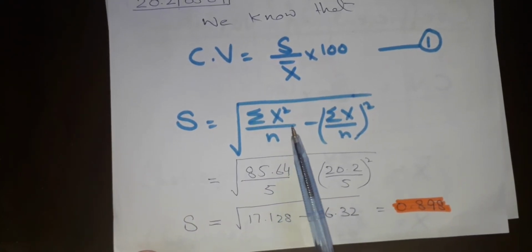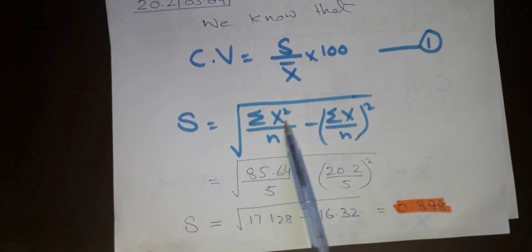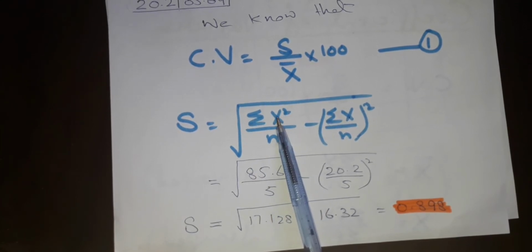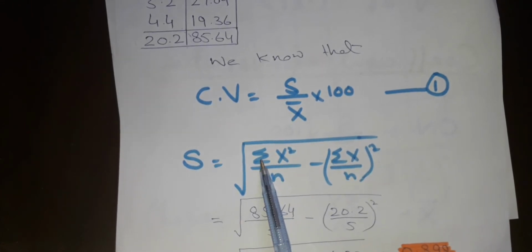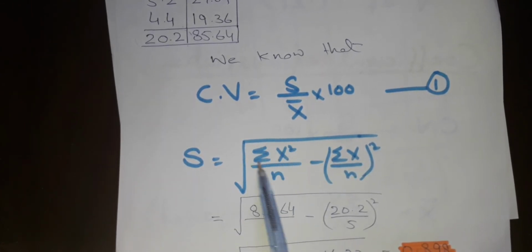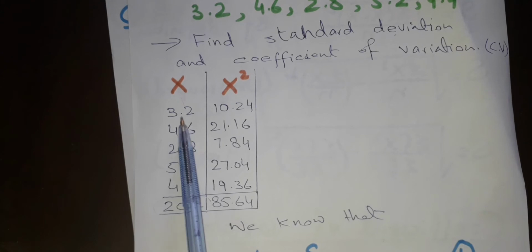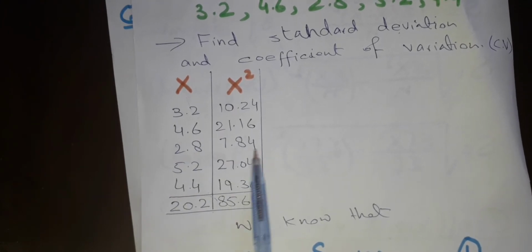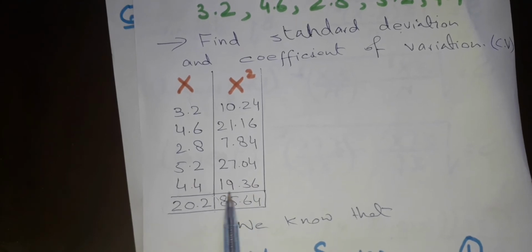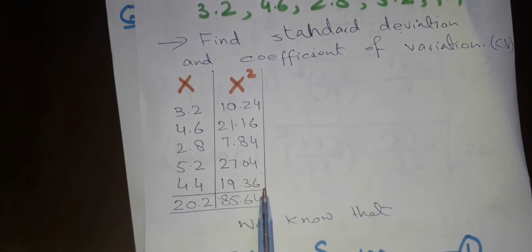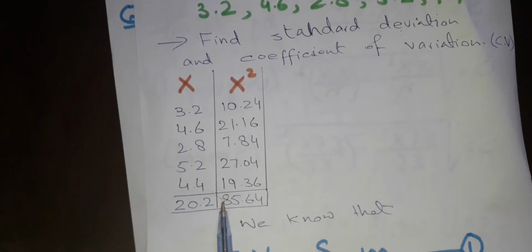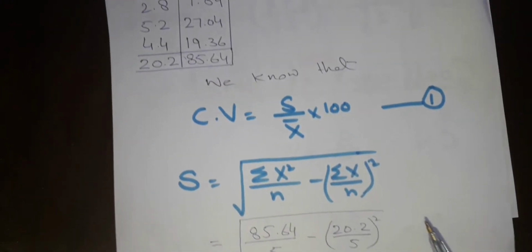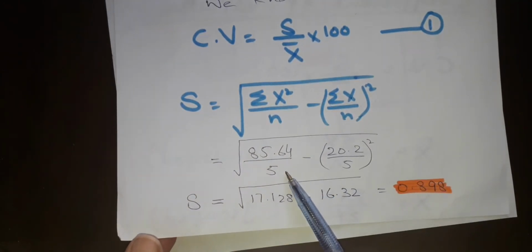And now, how can we find this one? We have to make the column of X square, and then its summation. So, square each value: 3.2 square is 10.24 here. 4.6 square, this value, 2.8 square, this value, 5.2 square, this value, 4.4 square, this value. Then in the last we sum up all these values and we get the result 85.64. Then put the result here, divided by 5.